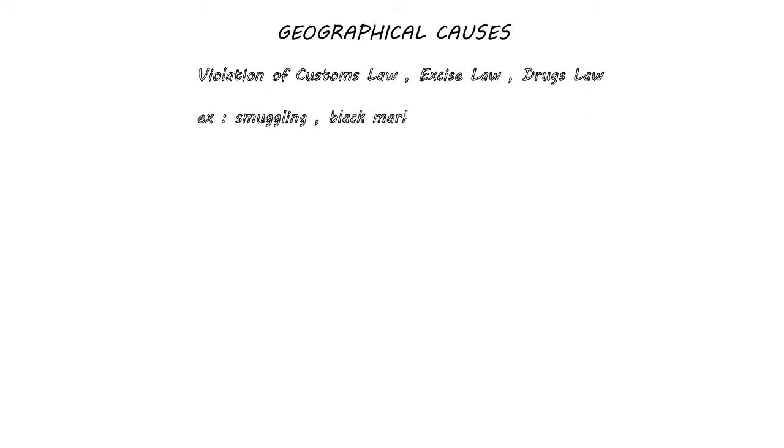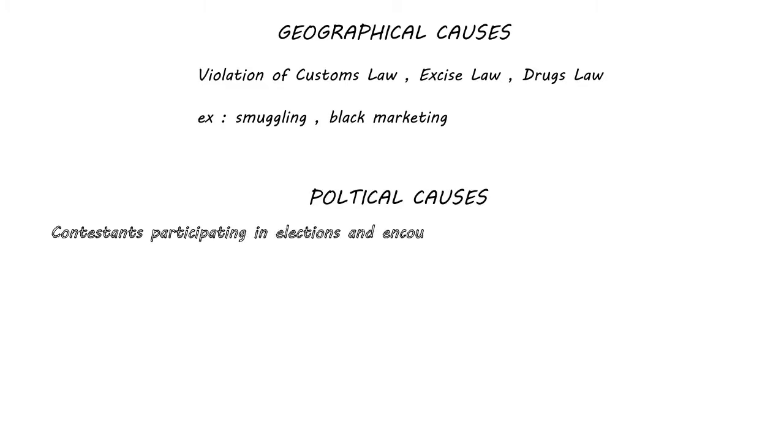The next cause was geographical causes. Geographical causes are violations of customs law, excise law, and drugs law. For example, purchasing liquor was prohibited in Gujarat, whereas in other states it was acceptable. Gujarat is in India, and Andhra Pradesh is in India, but the geographical conditions change. As the geographical location changes, the offense changes. Next was political causes. The participants who contest in elections encourage booth rigging and booth capturing. This is also considered a crime.